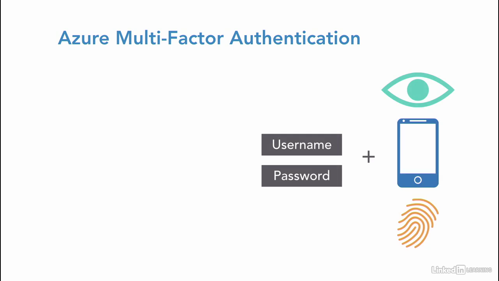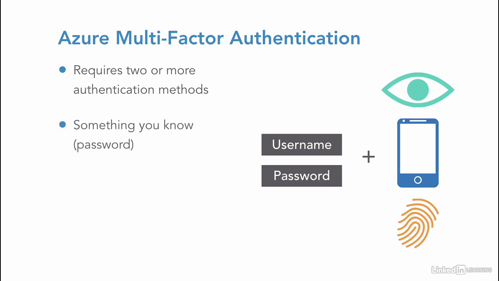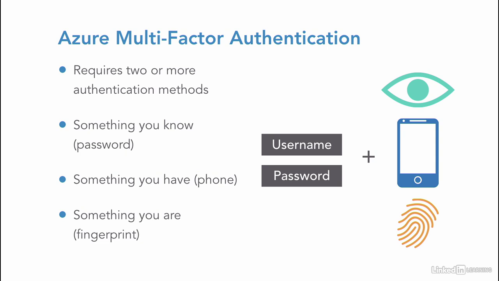Azure also includes multi-factor authentication. When we enable multi-factor authentication, we require 2 or more authentication methods. And these authentication methods could include something you know, such as a password, something you have, such as a phone, or something you are, such as a fingerprint. In my example here, I'm using a username and password, and then I must either have an iris scan, authenticate using my mobile device, or provide a thumbprint.